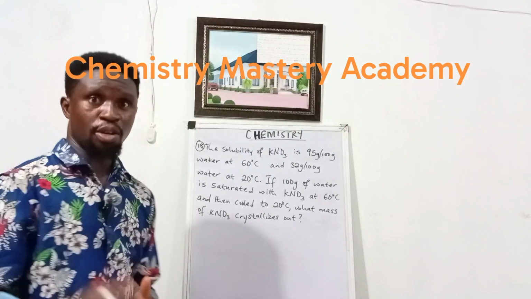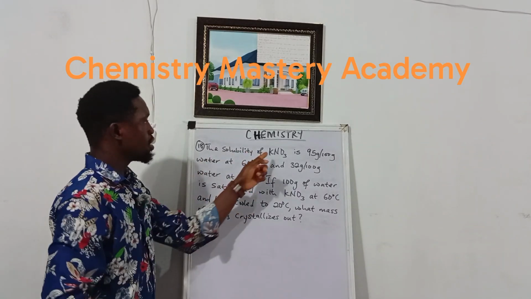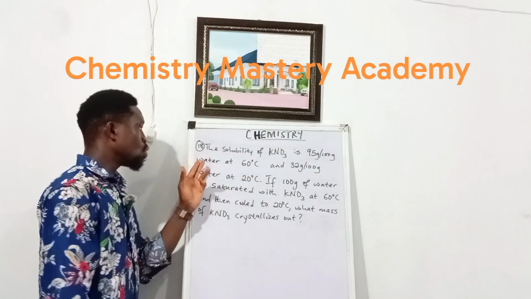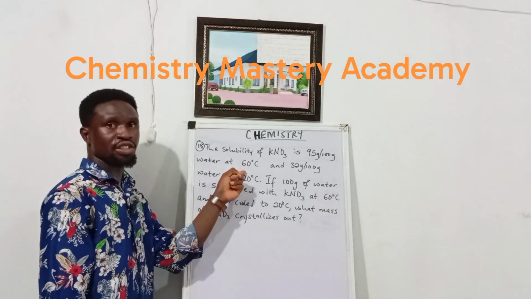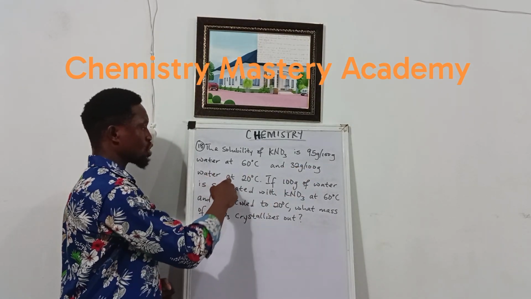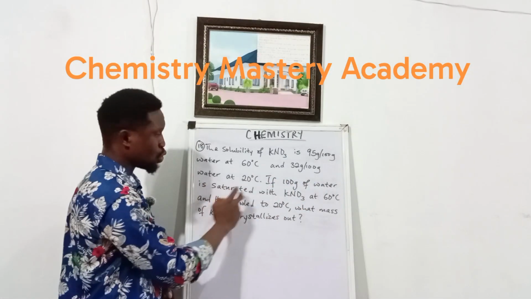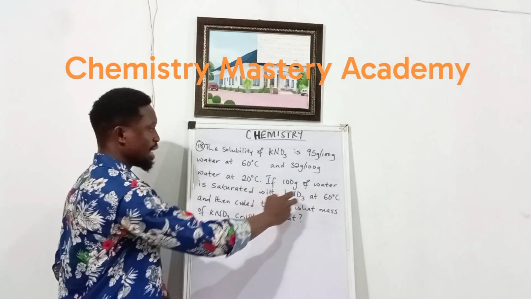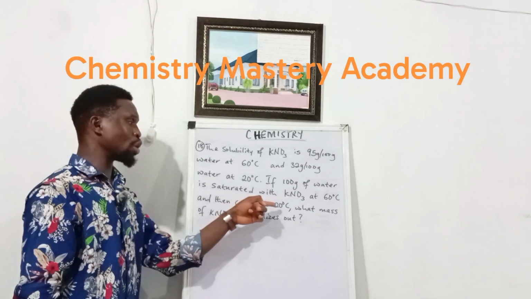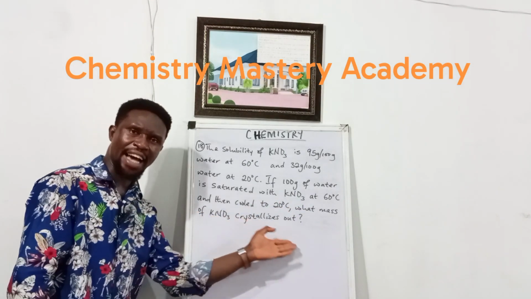All right, now let's look at number 18. It says the solubility of potassium nitrate, KNO3, is 95 gram per 100 gram water at 60 degrees Celsius, and 32 gram per 100 gram water at 20 degrees Celsius. If 100 gram of water is saturated with potassium nitrate at 60 degrees Celsius, and then cooled to 20 degrees Celsius, what mass of potassium nitrate crystallizes out?